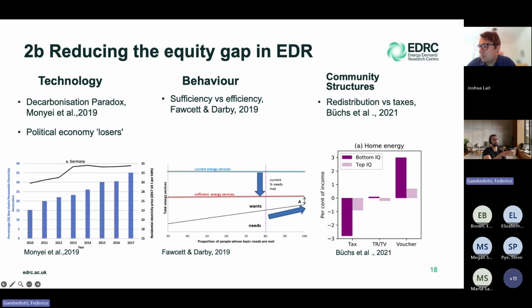The reason why there are 3 examples, technology, behavior, and community structures, is that these were identified as the 3 components to guarantee equity and energy demand reduction at the same time. So if the 3 of them can be coordinated, then there is a positive result.